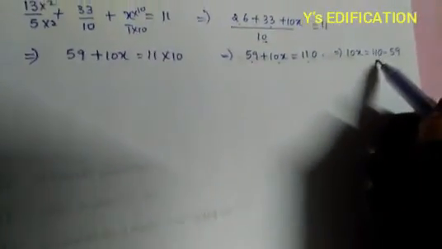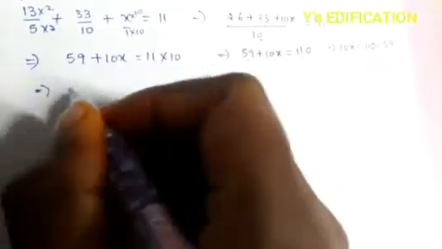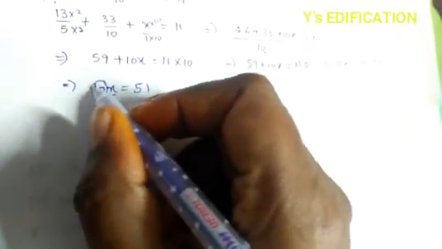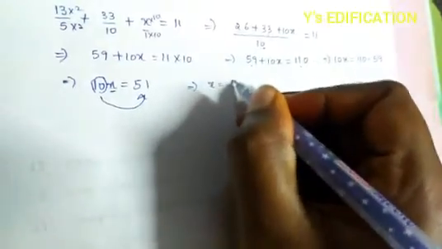So what is 110 minus 59? Which implies 10x is equal to 110 minus 59, which is 51. We want the x value here, no? So I am going to transpose this 10 to the RHS. That means x is equal to 51 by 10.